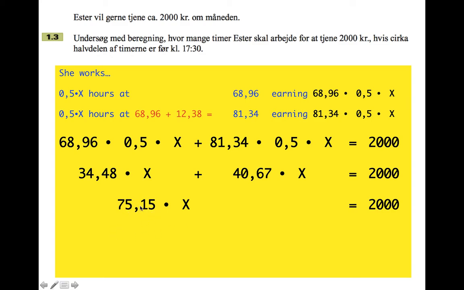Now, in fact, 75.15 is just the average of the two rates of pay. So you could have done it another way without algebra and figured out that if she works half the hours at the lower rate and half the hours at the higher rate, then on average she'll earn 75.15 an hour. So you could have just said all of the hours, x hours, at an average of 75.15 makes 2,000 kroner, because that's what she wants to earn. So we'd like to find out what x is, so we divide both sides by 75.15, and we get that x is about 27. So she has to work for 27 hours. There it is, 27 hours.